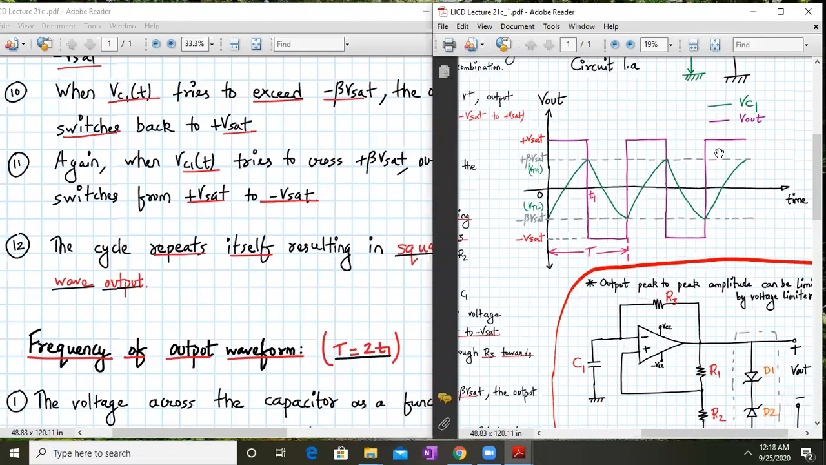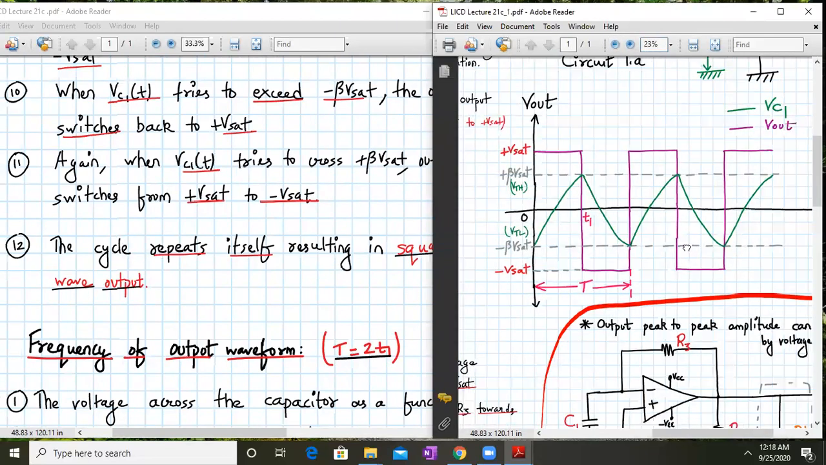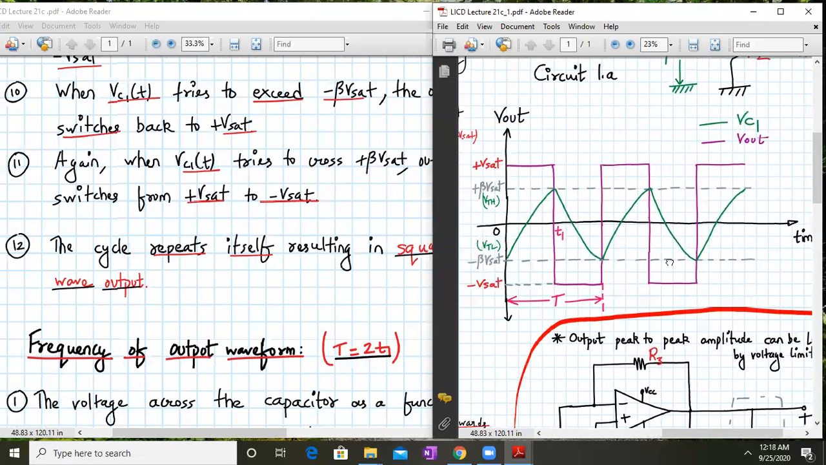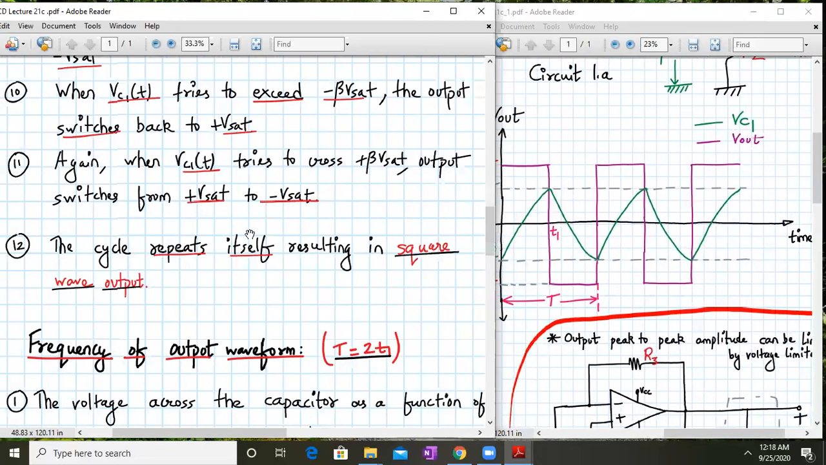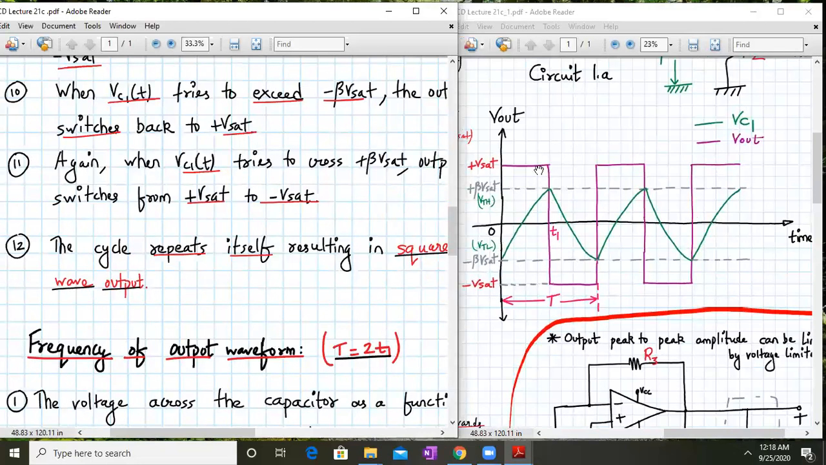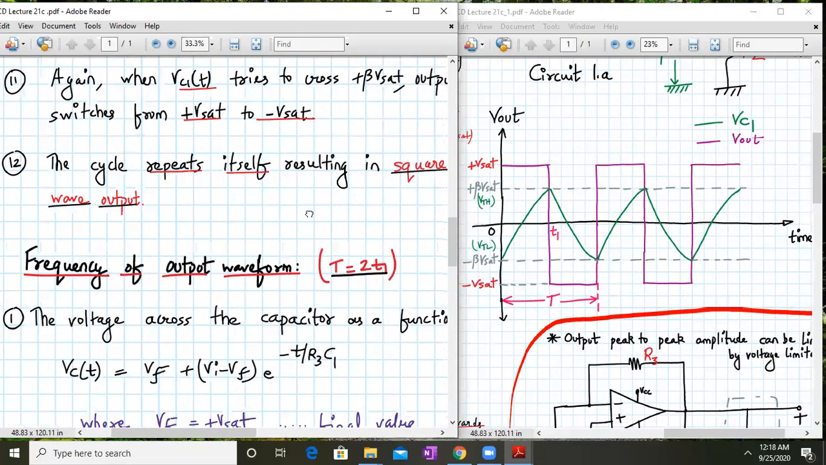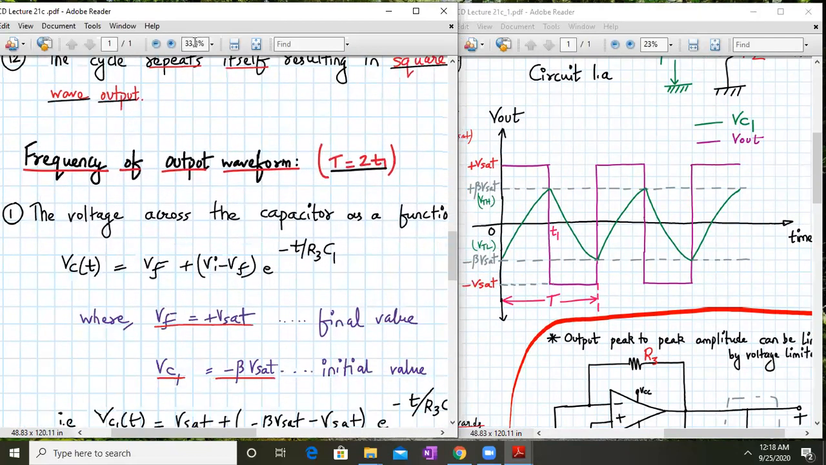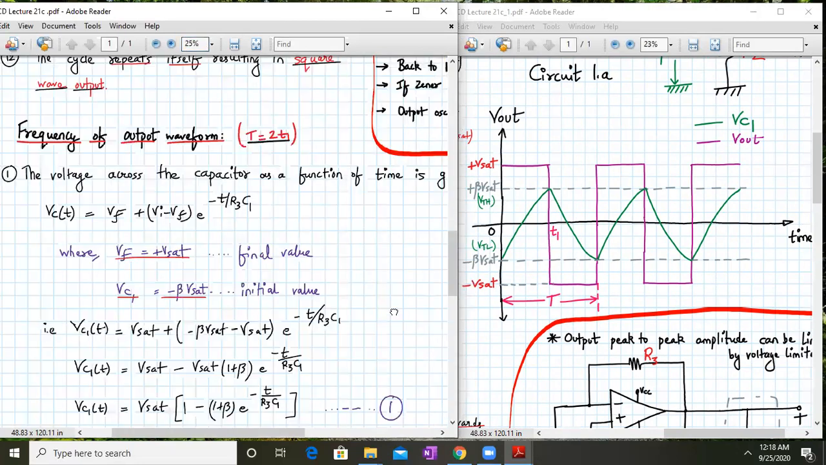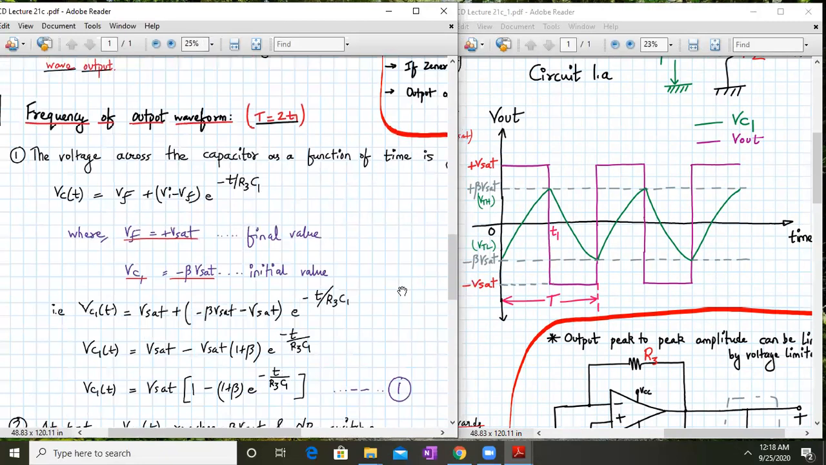Now let me expand these waveforms so that we can derive the expression. Yeah, we can concentrate on these waveforms now. So this is my output waveform versus time. Remember, we have an astable multivibrator without any input. The circuit generates a square wave output, basically. Let me adjust this. Yeah, I think this will do.